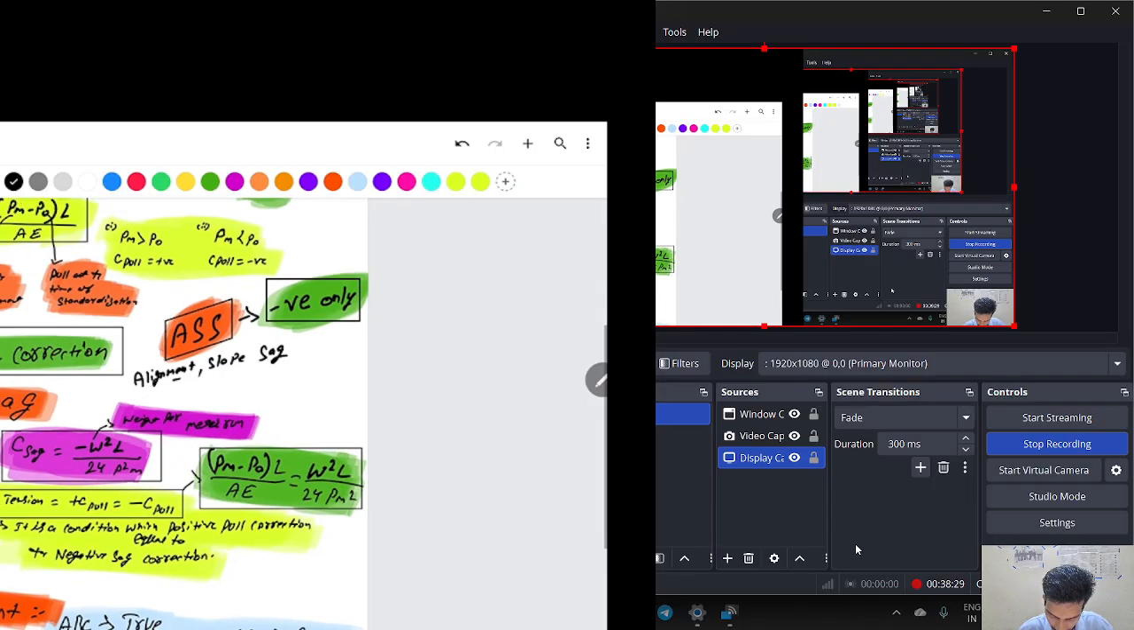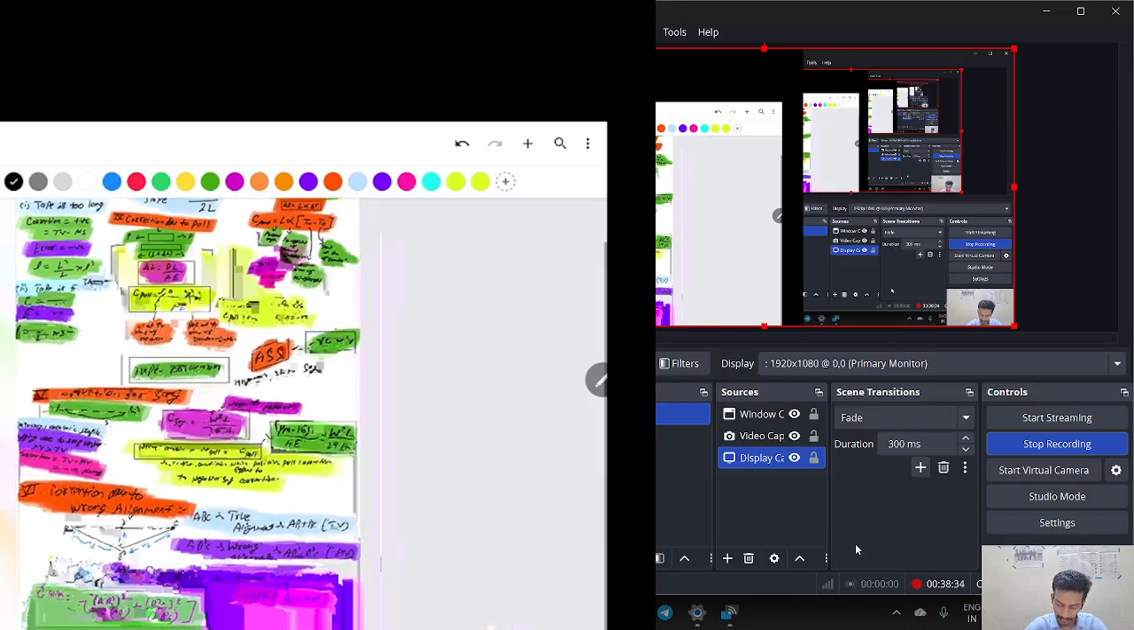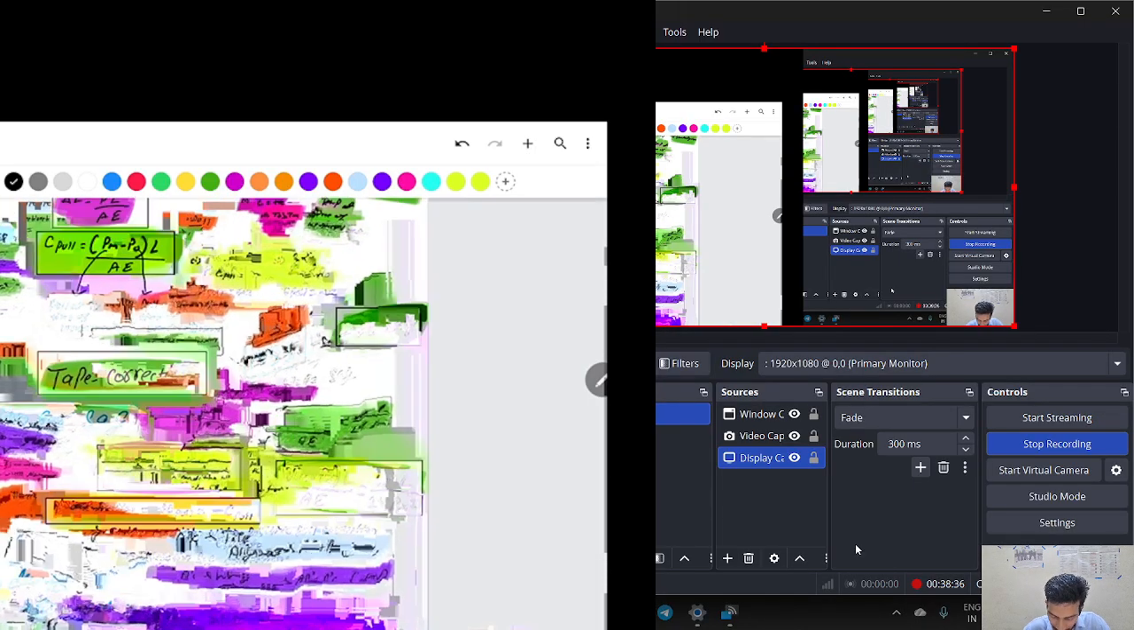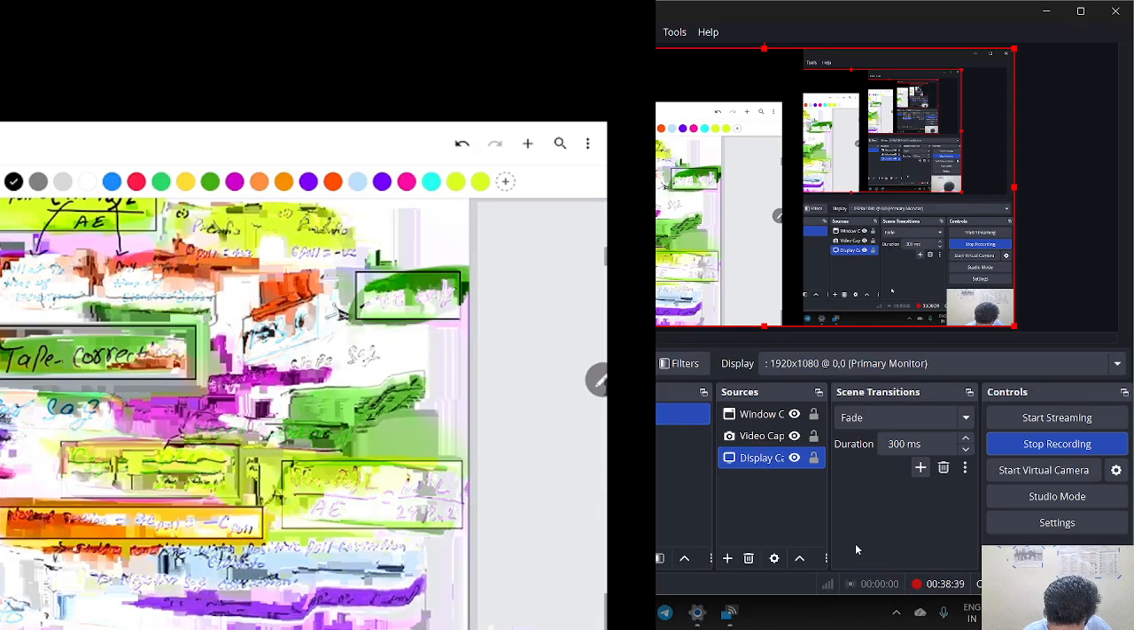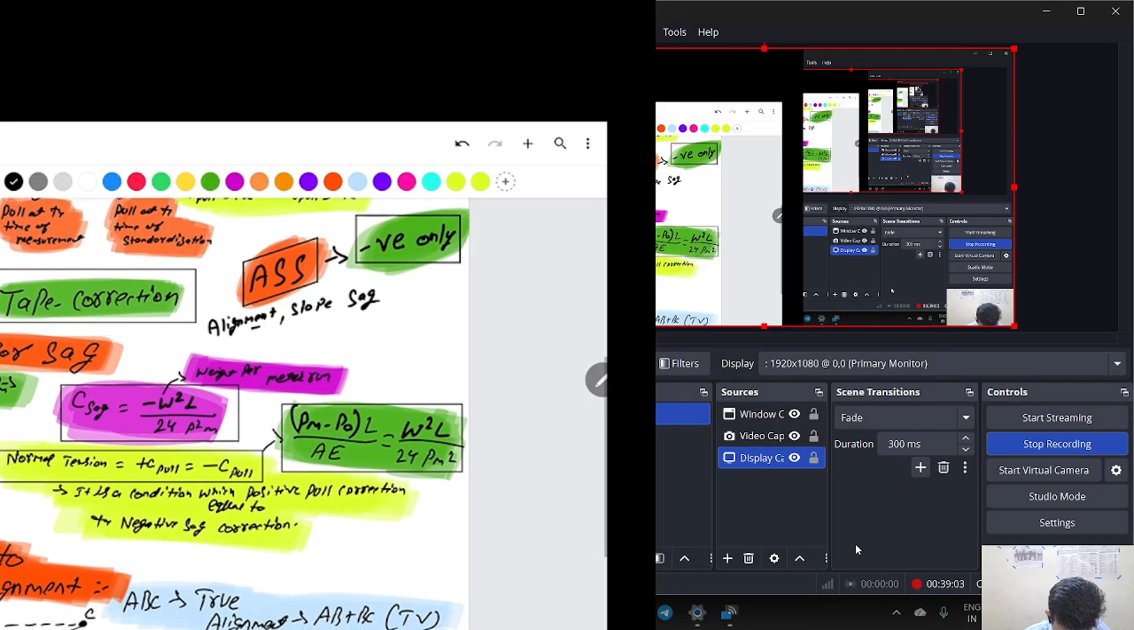W square L upon 24 P M square, P means pull. We have to pull. This is a catenary or parabolic profile, sagging due to the self weight. Measured value, correction is equal to true value minus measured value, always negative.